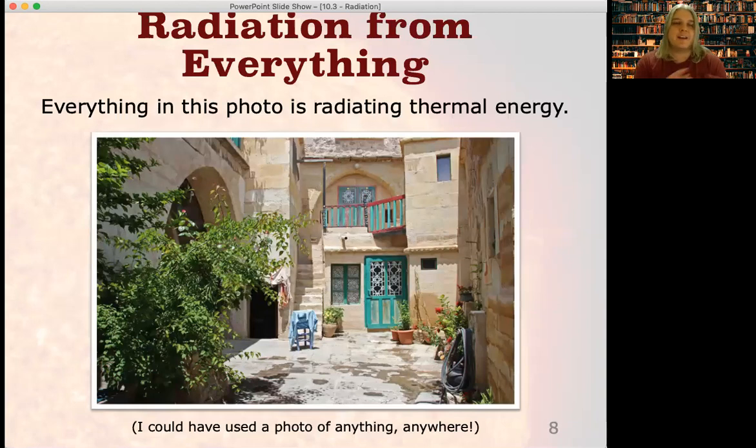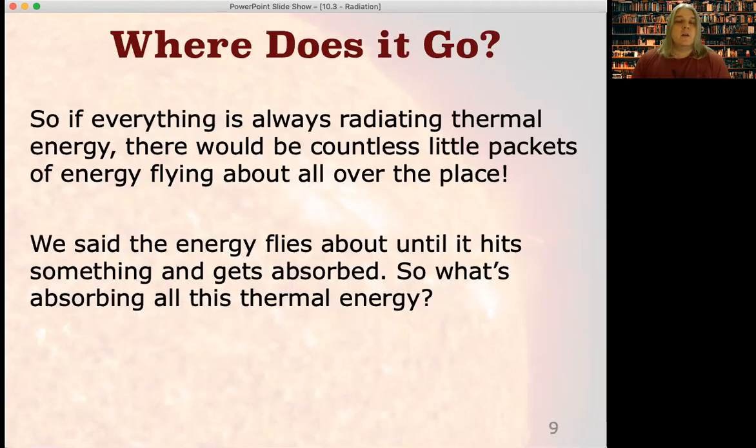That's the point. Anything at all that has a temperature, which is everything, will be radiating thermal energy. How much it radiates depends on those properties that we were talking about. So where does all this energy go then? Everything in the universe is radiating some thermal energy. It's just constantly going out. Everything in your room, if you look around your room now, everything is radiating some thermal energy. So where is that going?